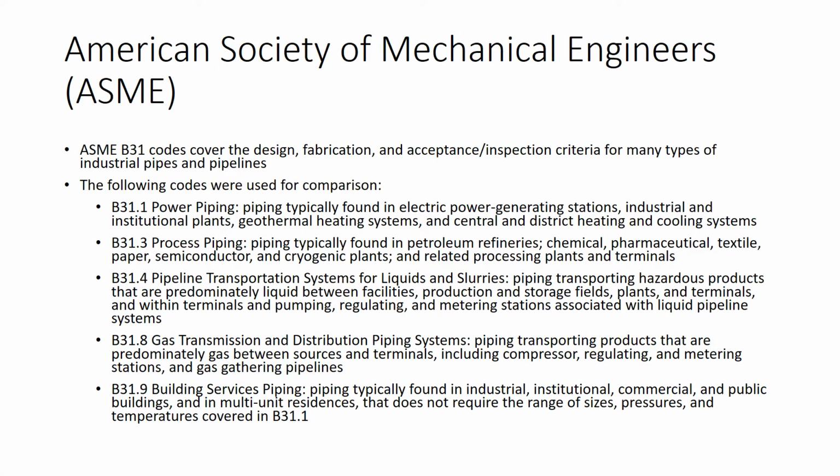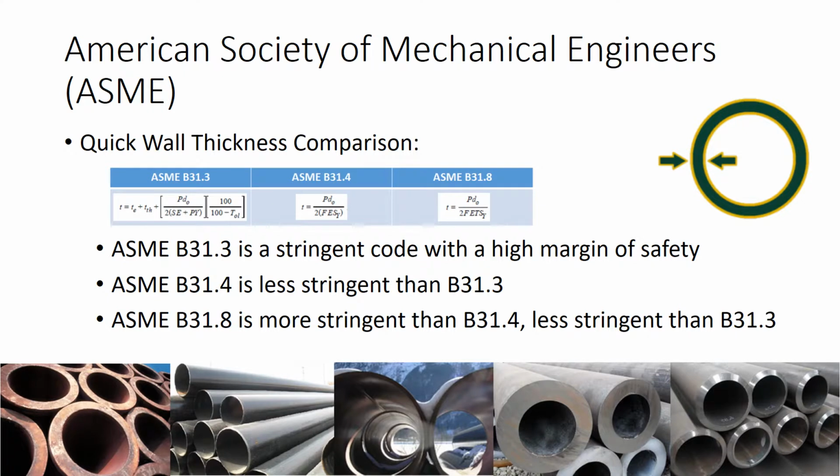ASME B31 series of codes govern the design, fabrication, and inspection of different types of industrial piping and pipelines. B31.1, B31.3, B31.4, B31.8, and B31.9 are several of the ASME B31 series of codes reviewed for a quick design and inspection comparison. Of the 3 major ASME codes for piping design, we find that B31.3 is a very stringent code with a high margin of safety. B31.4 is less stringent than B31.3, and B31.8 is more stringent than B31.4, but less stringent than B31.3.